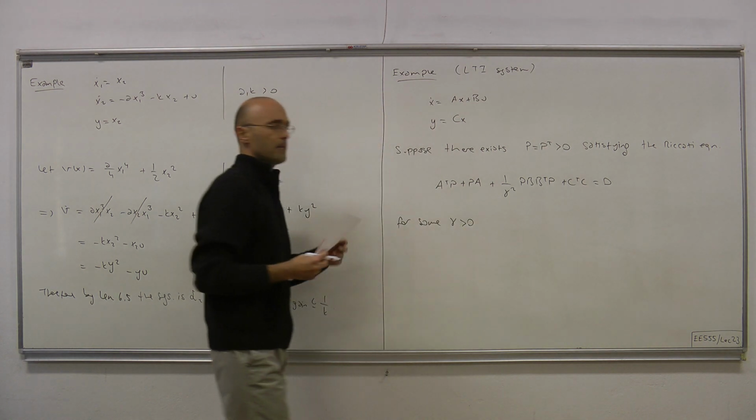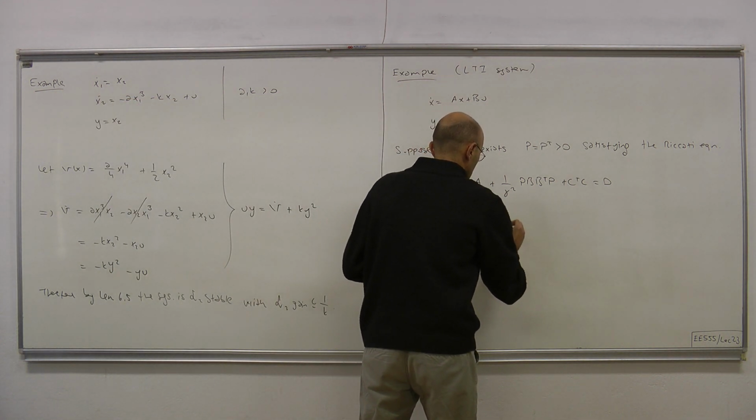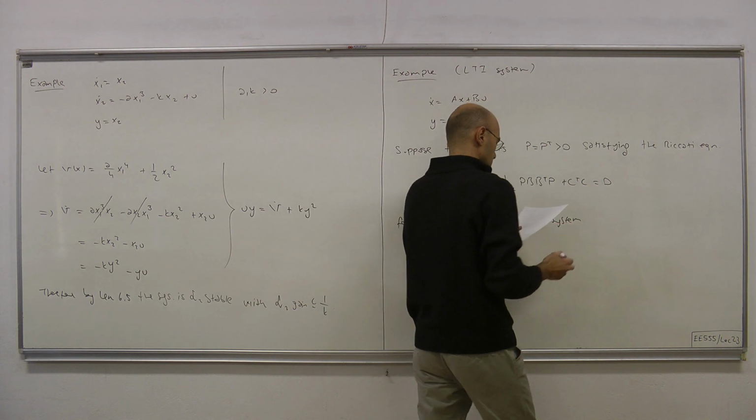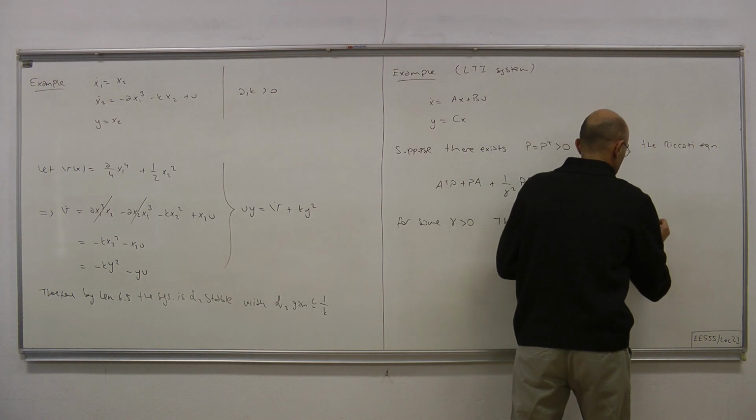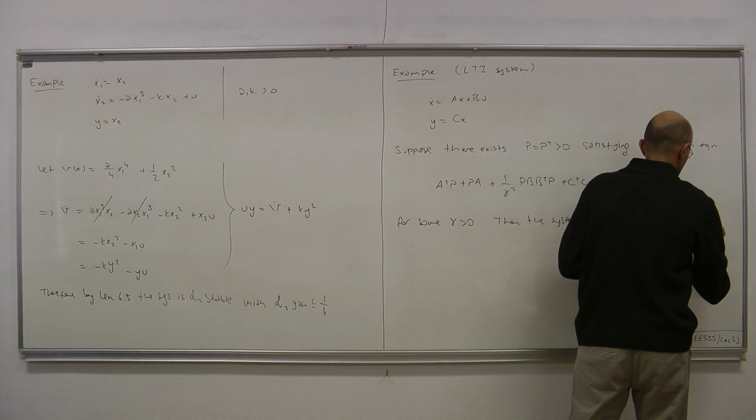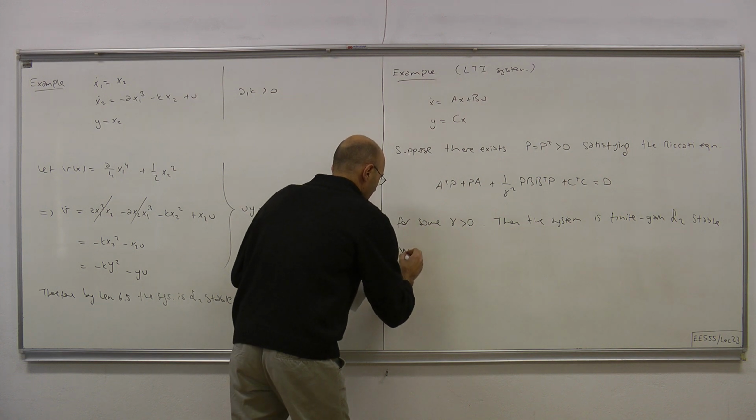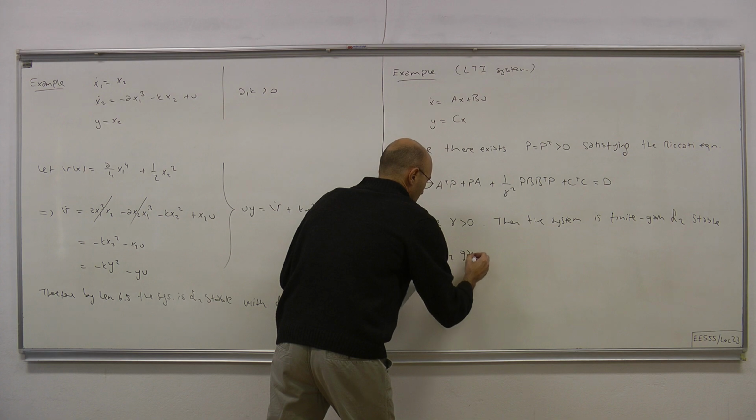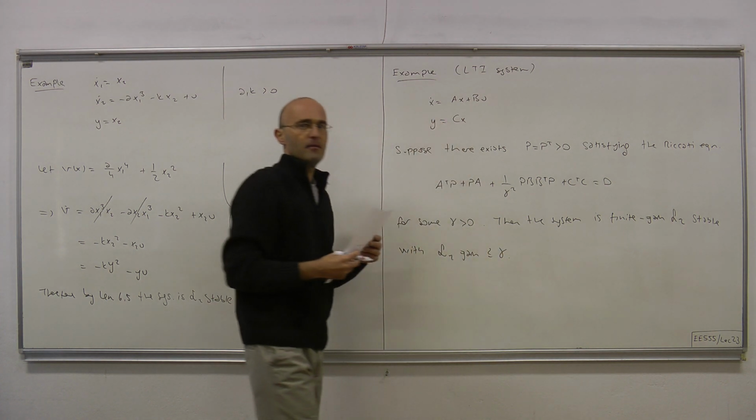gamma positive. Then the system is finite gain L2 stable with L2 gain less than or equal to gamma.